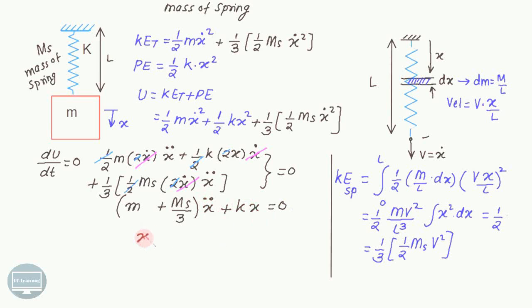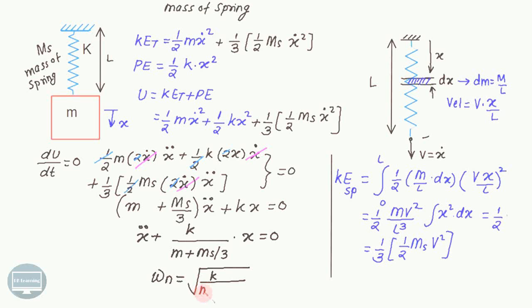Therefore our standard equation will take the form x double dot plus k divided by m plus ms by 3 into x equals 0. If you take the square root of this one, it is your natural frequency. So the natural frequency is the square root of k upon m plus ms by 3.